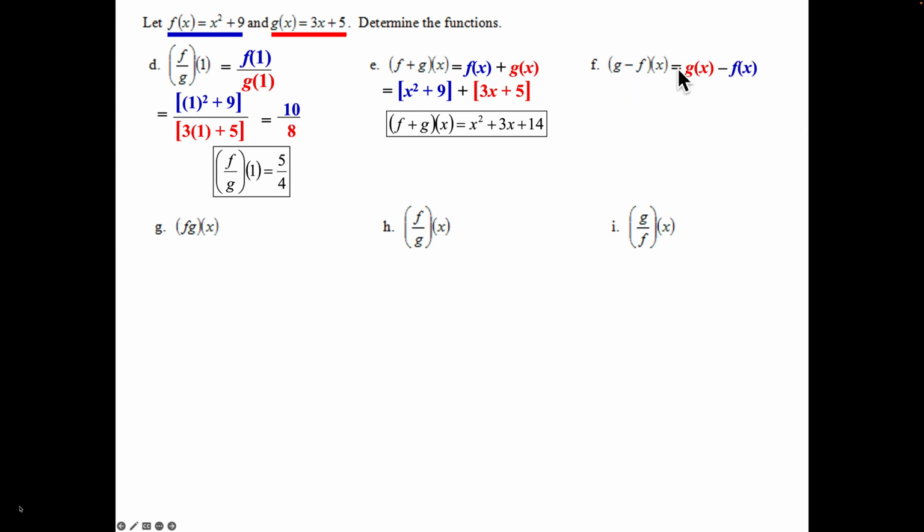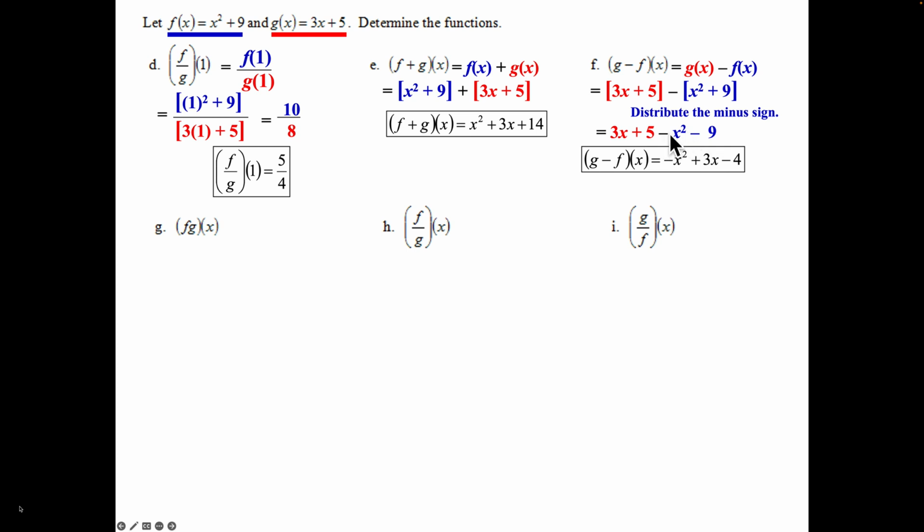f minus g of x. Again, subtraction. Remember I told you in a mental note we have to distribute the negative. So this minus sign has to distribute to both terms, which makes this minus x squared minus 9. Combine like terms, 5 minus 9 will be negative 4. So negative x squared plus your 3x minus 4, in descending order, is my answer.